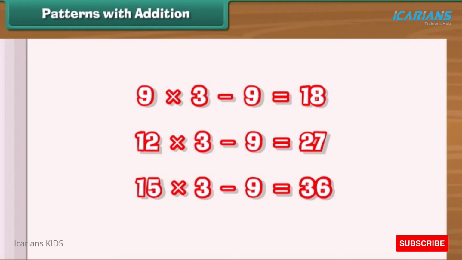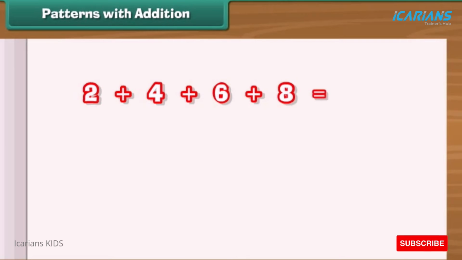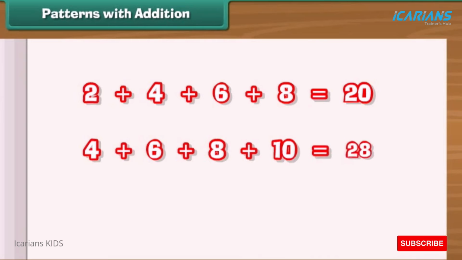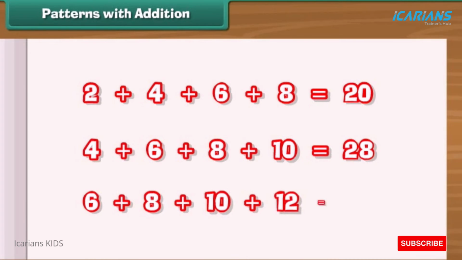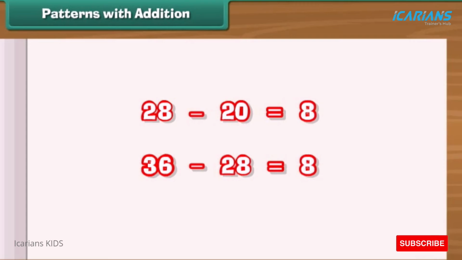Let us look at another addition pattern. 2 plus 4 plus 6 plus 8 is 20. 4 plus 6 plus 8 plus 10 is 28. 6 plus 8 plus 10 plus 12 is 36. We observe that the difference between any 2 adjacent sums is 8. 28 minus 20 is 8. 36 minus 28 is 8.